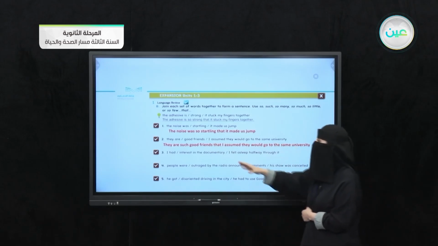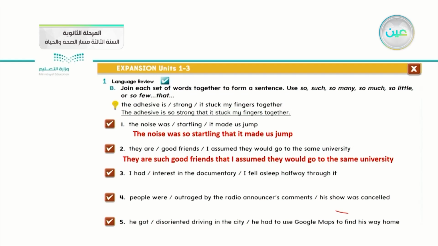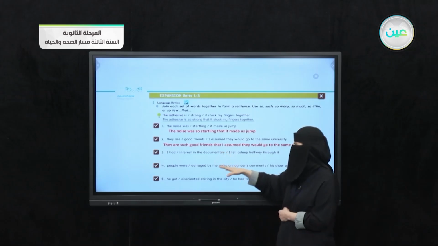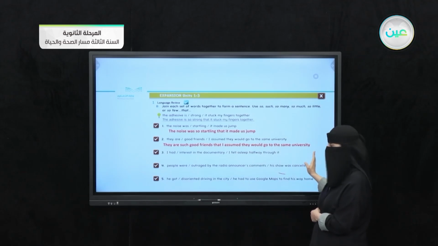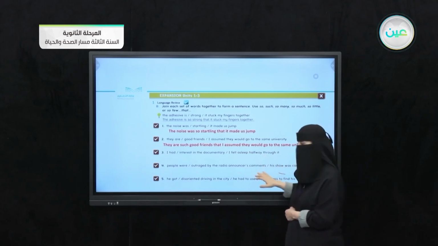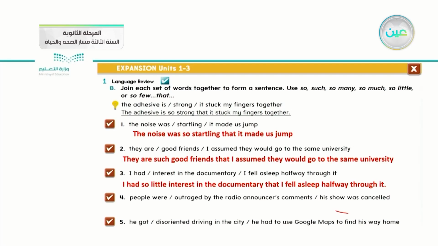The third one: I had little interest in the documentary. I fell asleep halfway through it. Okay, I should divide these and specify where the cause and the effect are. I had little interest in the documentary: I think it's the cause. And because I was not interested in that documentary, I fell asleep halfway through it. How can I apply this expression? I had so little interest in the documentary. So little is the expression suitable with it. That I fell asleep halfway through it.